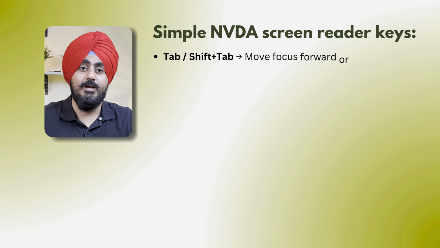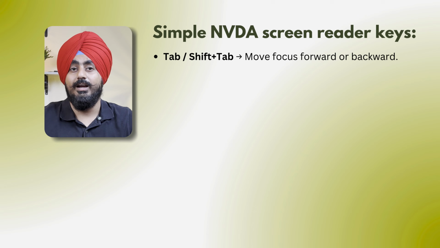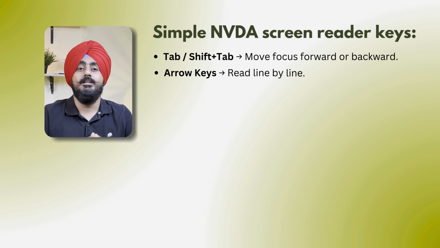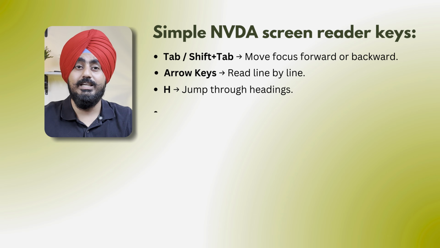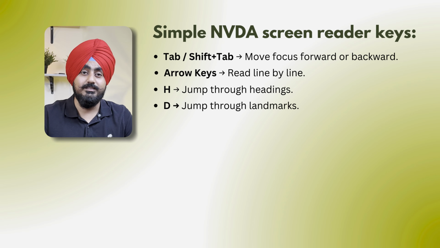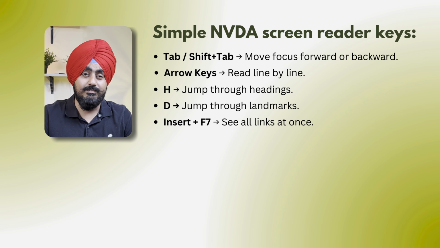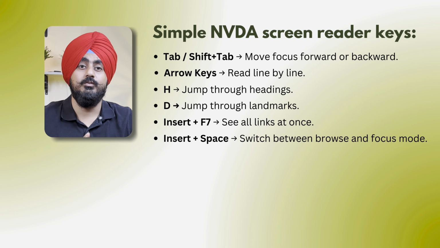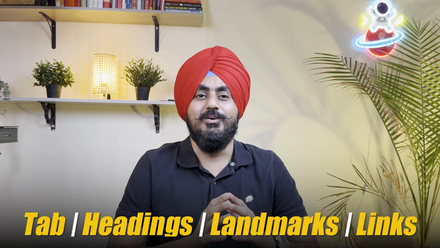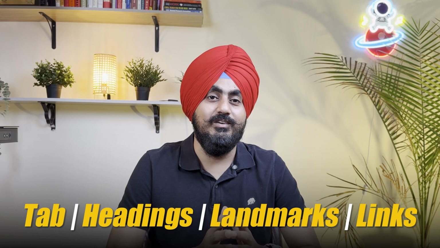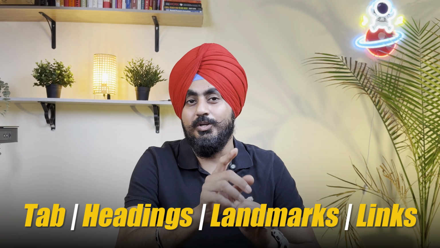Tab or Shift Tab to move focus forward or backward. Arrow keys to read line by line. H to jump through your headings. D to jump through landmarks. Insert with F7 to see all links at once. Insert and space to switch between browse and focus mode. Pretty easy, right? Comment below which shortcut do you think will reveal the most issues on your website.